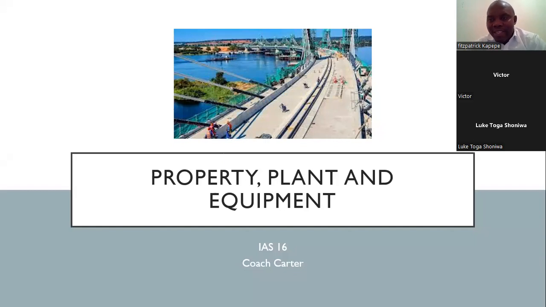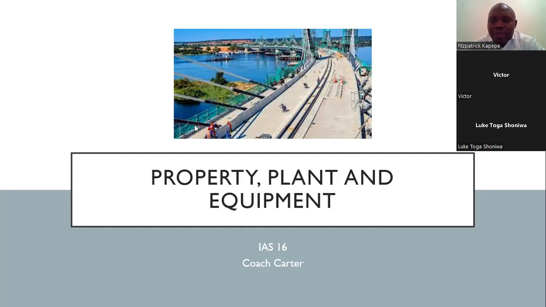So today, Victor and Luke will be looking at IAS 16, which is property, plant, and equipment. I've made it more practical in the way I've actually picked certain elements into the presentation, which I think will be more valid and more meaningful to you both.